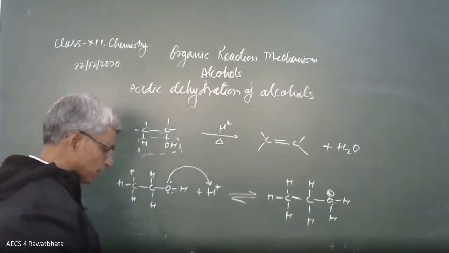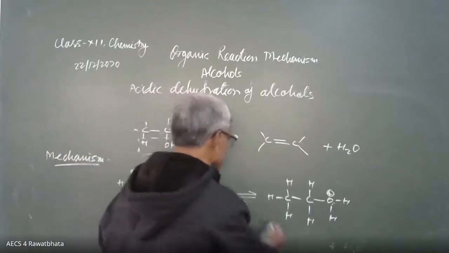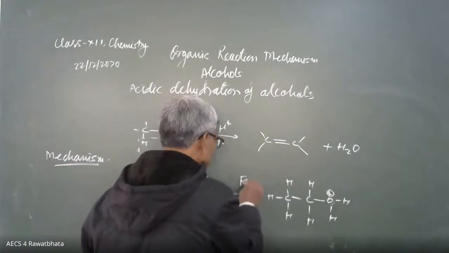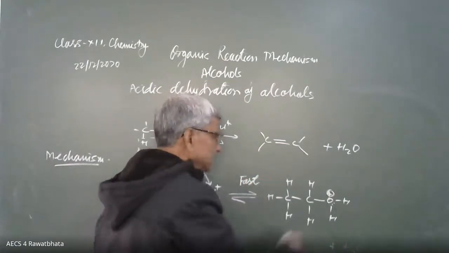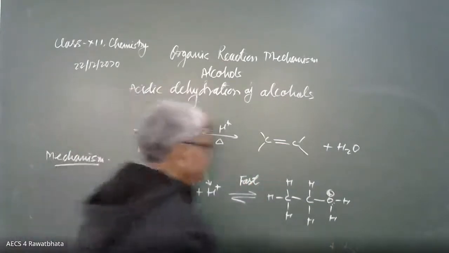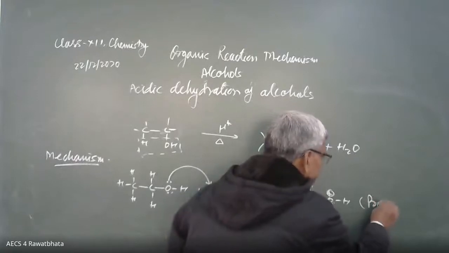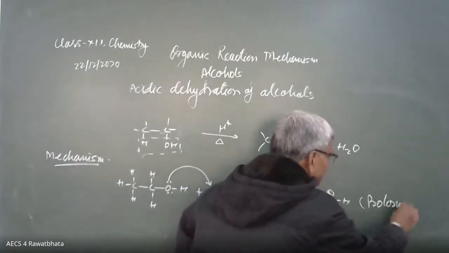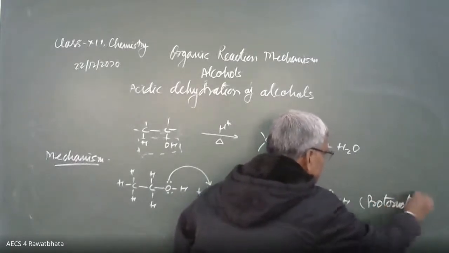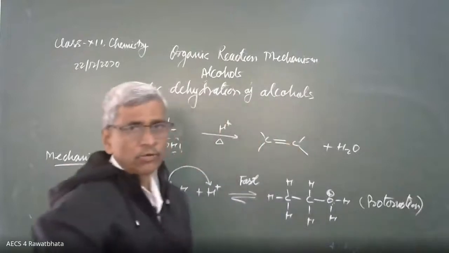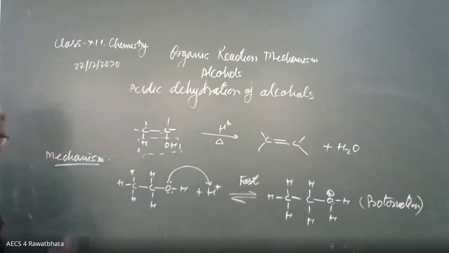This reaction is fast and it is called protonation. This is the fast step, fast reaction. This reaction is called protonation of alcohol. Protonated alcohol is obtained. This is step 1.